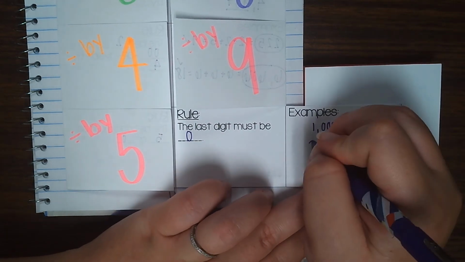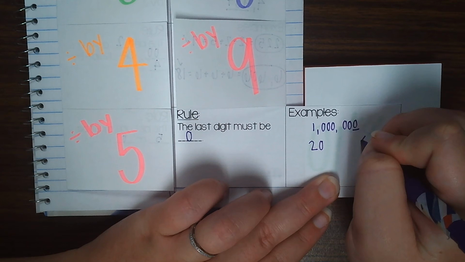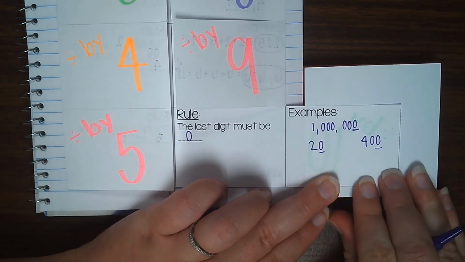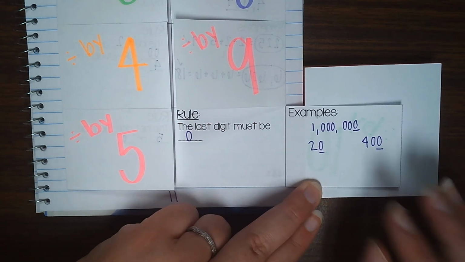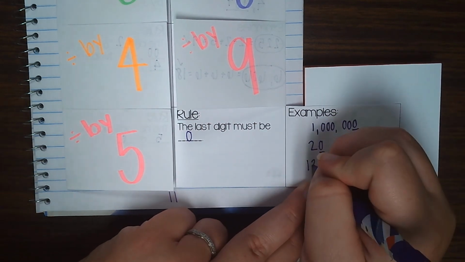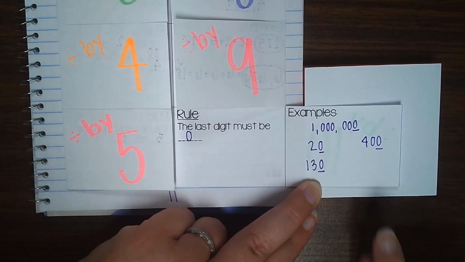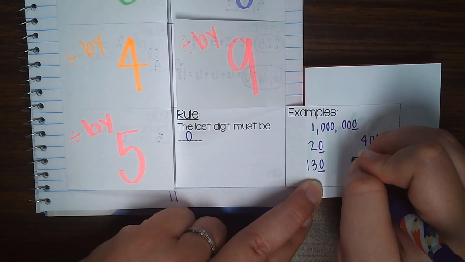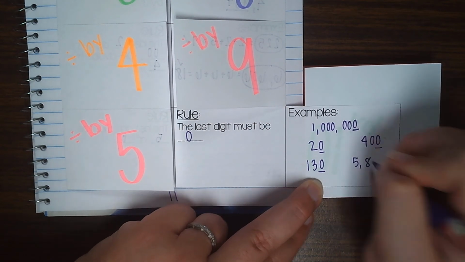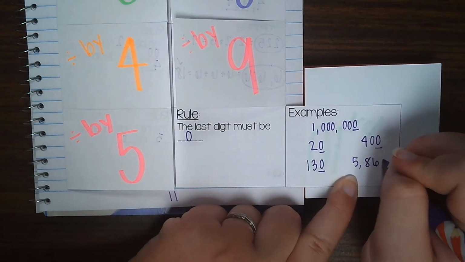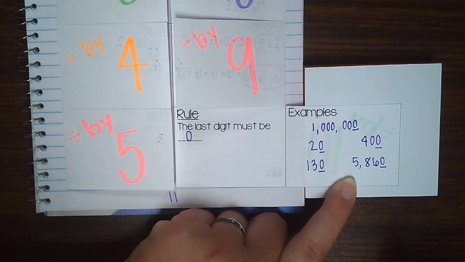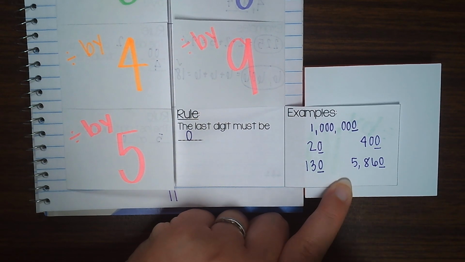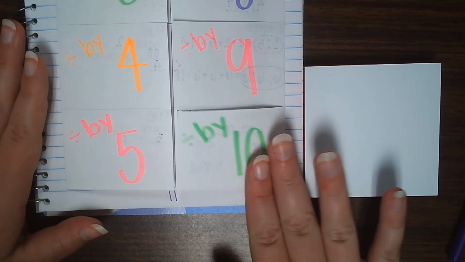We also have things like 20, 400, both of those end in 0. We have 130, it ends in a 0. And 5,860. It ends in 0, so it is divisible by 10. And that's it.